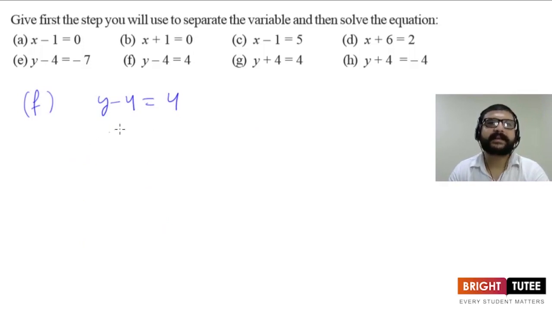Now the next equation, which is y minus 4 is equal to 4. What should we do for separating the variable here? Here we have y minus 4. We have this minus 4 with the variable y. We have to get rid of this. For that, we will add 4 on both the sides of the equation.